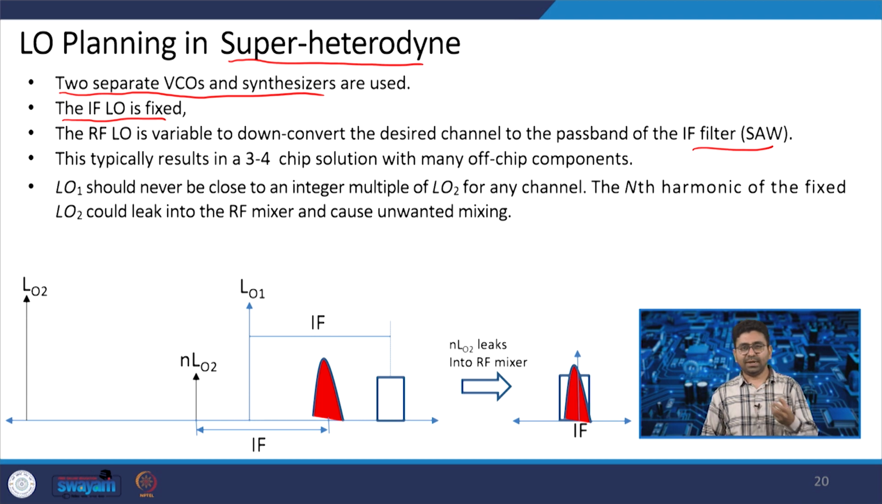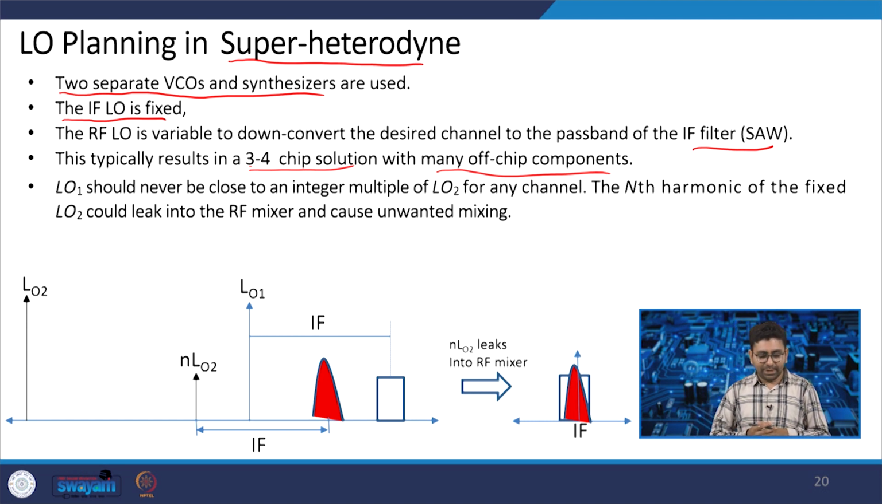So, this will generally be a 3-4 chip solution; it cannot be accommodated in a single chip. And there will be many off chip components also. So, whenever you are trying to implement the super heterodyne receiver, the complete setup will be a little bit bigger in size, and many off chip components are involved.